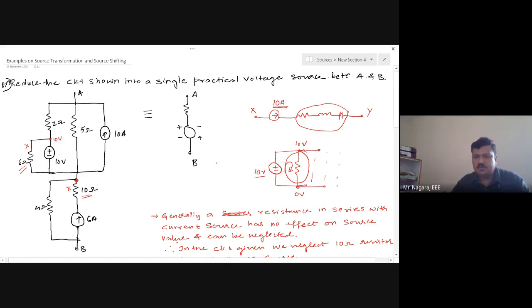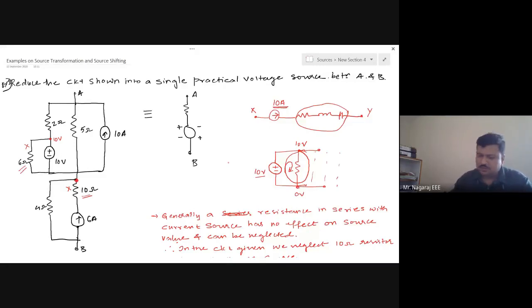Whenever we are going for any circuit reduction technique, first we have to observe whether there are any redundant elements present in the circuit. Because my ultimate aim is not to find the current or voltage, it is to find the equivalent circuit. So when I want to find the equivalent circuit, I should use only those elements in the circuit which are making some effect. The elements which are not making any effect can be neglected for the time being for my simplification.